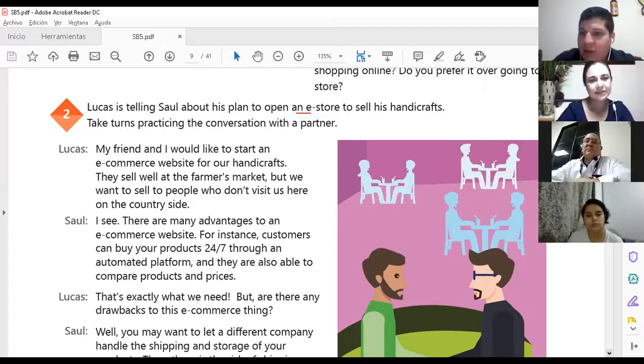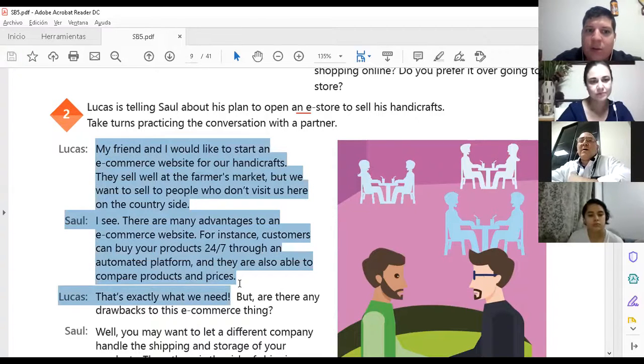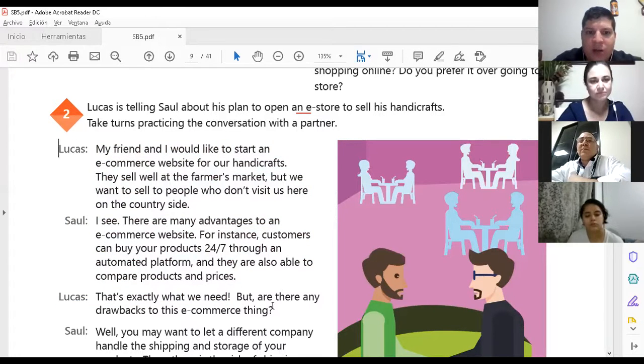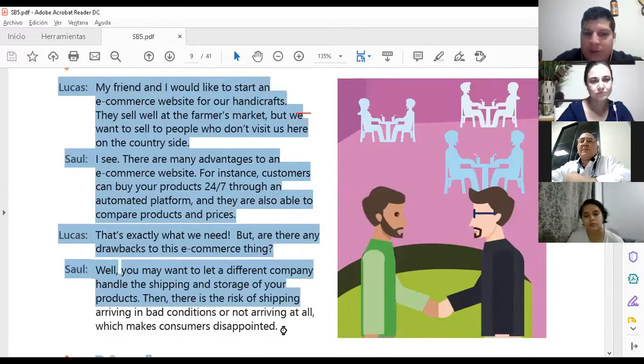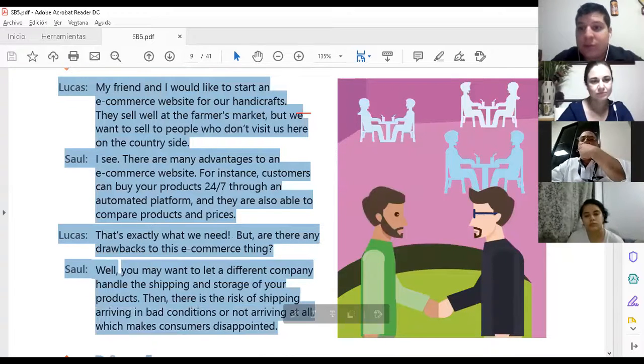Good. And in the vocabulary, real quick? Countryside. Countryside is the opposite of the city. The country, right? When you go to a country town, that's countryside, correct.